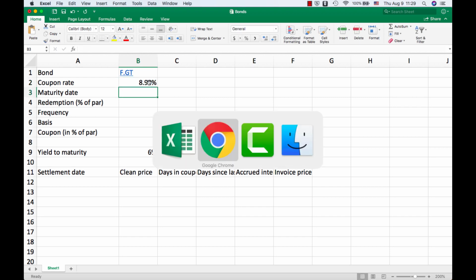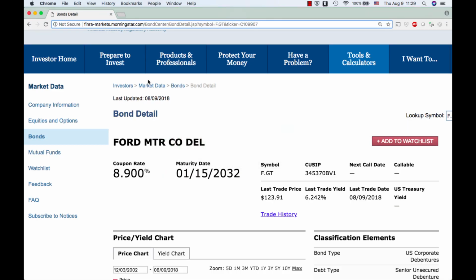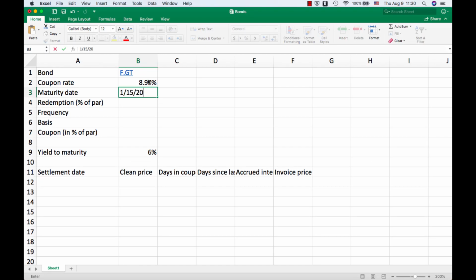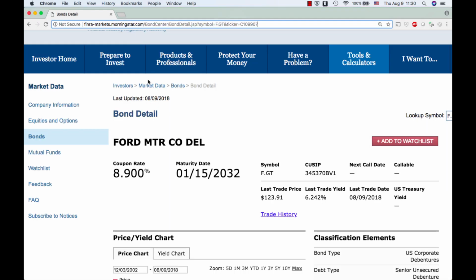8.9% coupon rate, maturity date 1/15/2032. Redemption percent of par will be 100%. This means on the maturity date, the bondholder will get 100% of par value returned to them. So the entire face value or par value, which typically is $1,000.